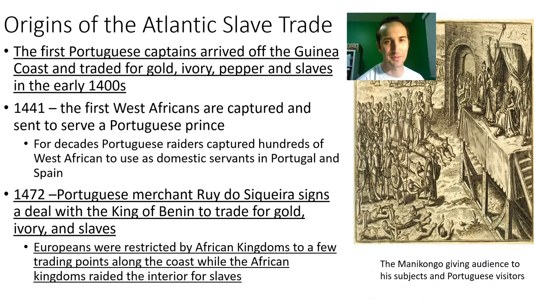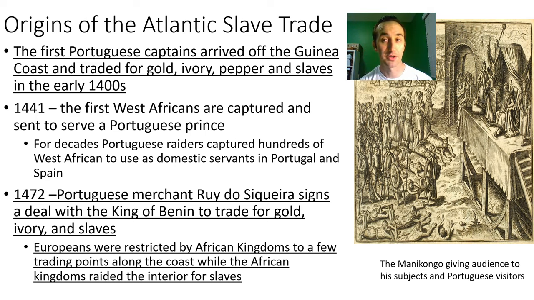The first Portuguese captains arrived off the Guinea coast, and they traded for gold, ivory, pepper, and then slaves as early as the 1400s. And early on, in 1441, we have the first case of Portuguese slavery, where West Africans were captured and sent to serve as servants to a Portuguese prince. And for decades, Portuguese raiders would just hit along the coast, take West Africans to use as domestic servants in Portugal and in Spain.